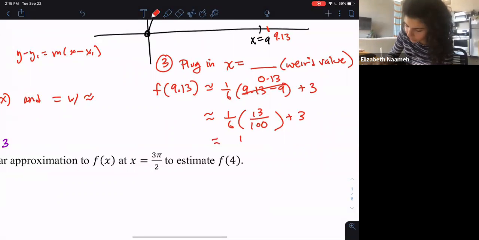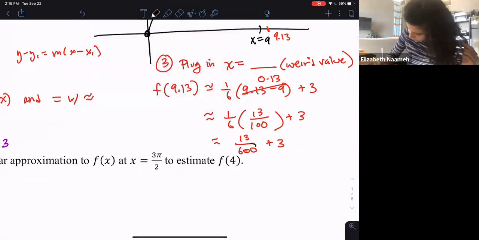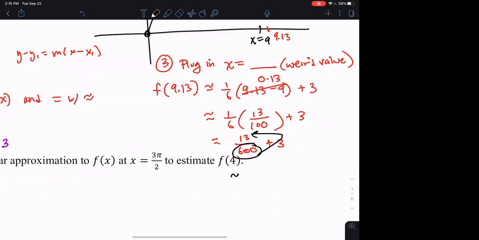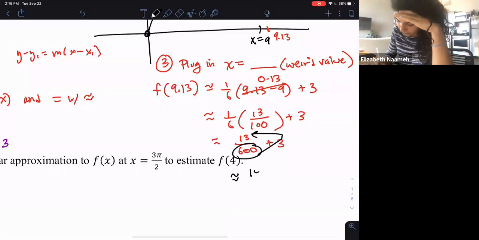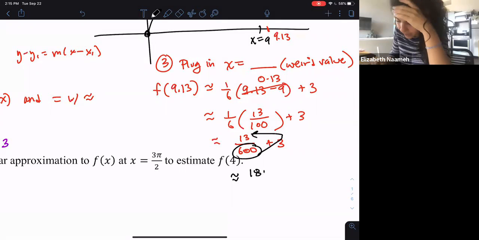So 1 times 13 is 13. 6 times 100 is 600. Add 3. What can I do in the last step? Fraction trick. 600 times 3 is 1800. Plus 13 is 1813, and 13 divided by 600 becomes 1813 over 600.